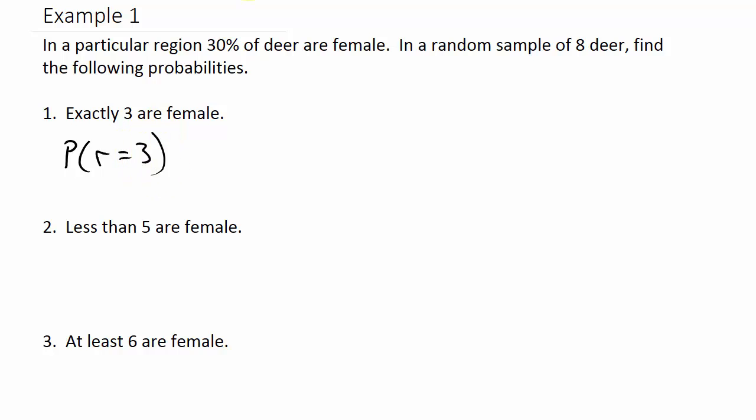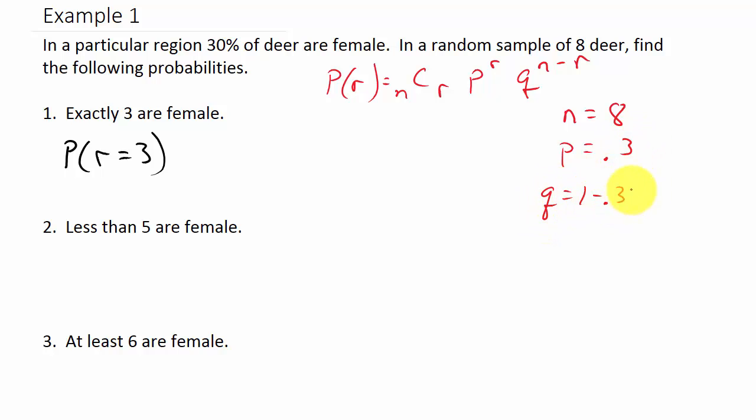Well, remember in our formula, combination n choose R times P to the R times Q to the n minus R. That's the probability of R. And in this case, n is equal to 8. P is equal to 0.3, since 30% are female. Q is 1 minus 0.3, which is 0.7.